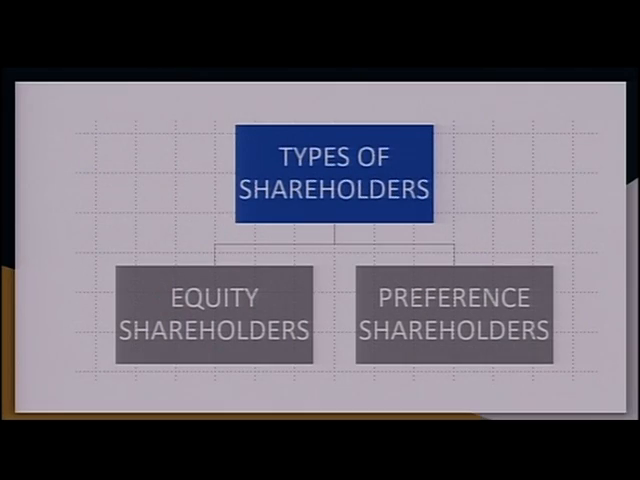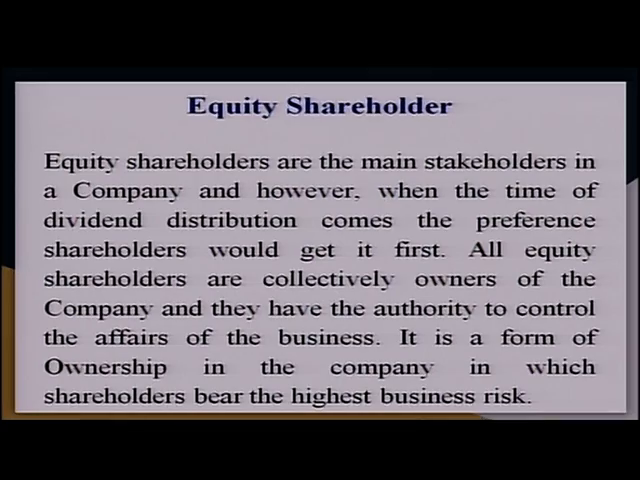As I said, there are types of shareholders: we have equity shareholders and we have preference shareholders. But we are very much familiar with the concept of equity shares. We always invest in the equity market, so we know equity shareholders very much as compared to preference shareholders. So now, equity shareholders. As I said, equity shareholders are the ordinary and the main stakeholder. Look at the word, it's main stakeholder. Main, that means they are the ordinary.